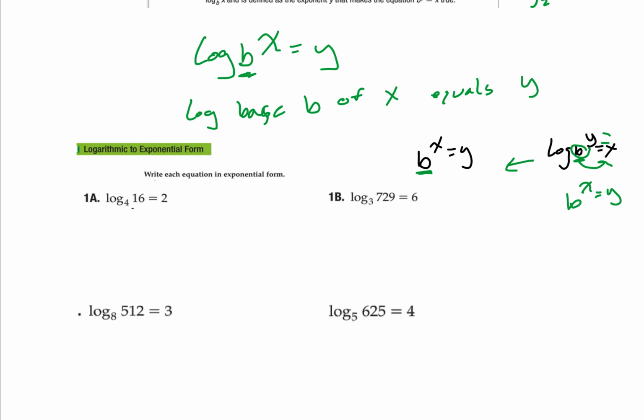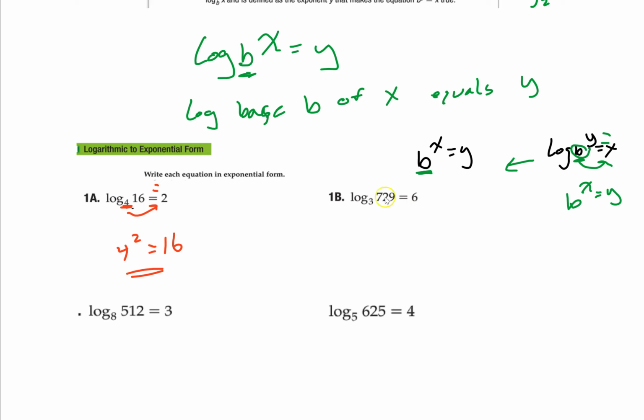And that's how we write it. So let's try it. Let's look at one right here. First thing we do is find the base. So we get 4 to the answer, so 4 squared equals 16. Does that make sense? 4 squared does equal 16. So that's how we write it. It's all about finding the base. Base to the answer equals the big number.